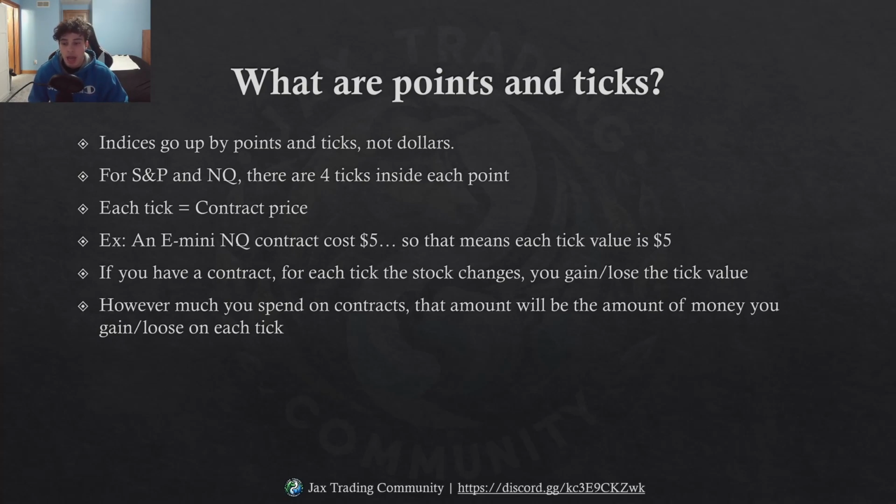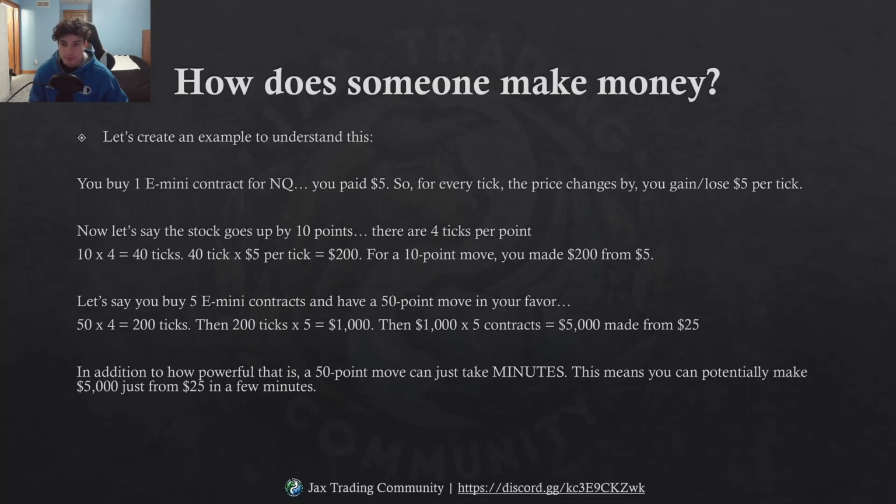So basically, however much you spend on contracts, that amount will be how much money you gain or lose on each tick. Now going on to the next slide. How does someone make money? Let's create an example to understand this. You buy one E-mini contract for NQ, which is $5. So for every single tick that the price changes, you will gain or lose $5 per tick.